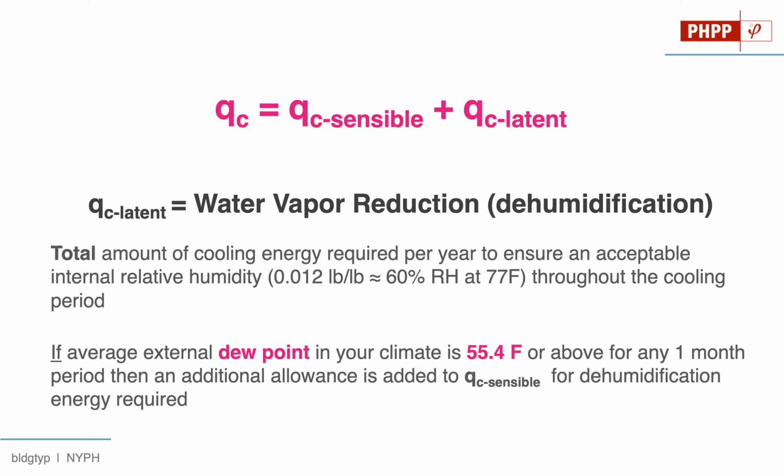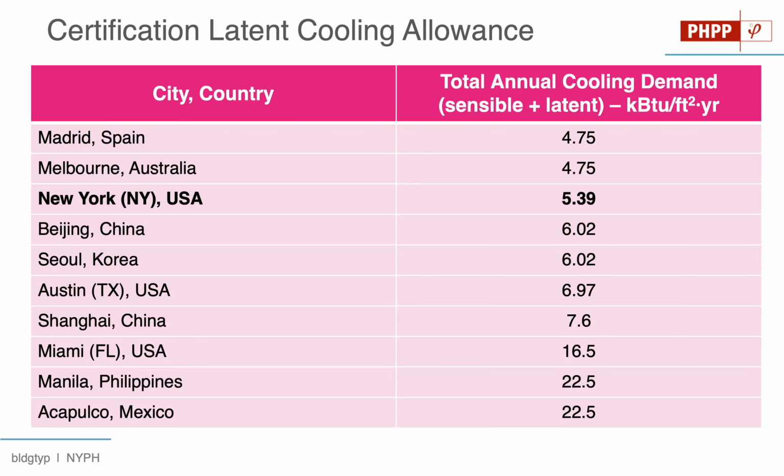And that limit is going to change depending on climate. So depending on where you are in the world and how humid your location is, you will have a higher or lower total annual cooling energy demand limit for a certified passive house building.